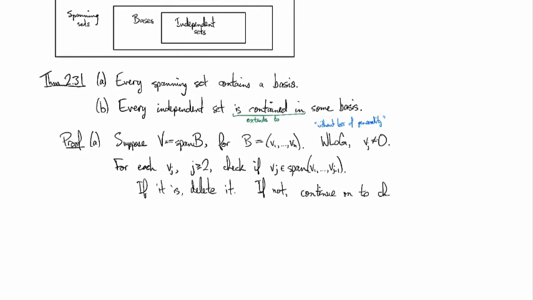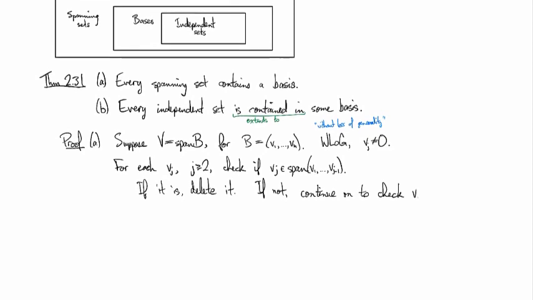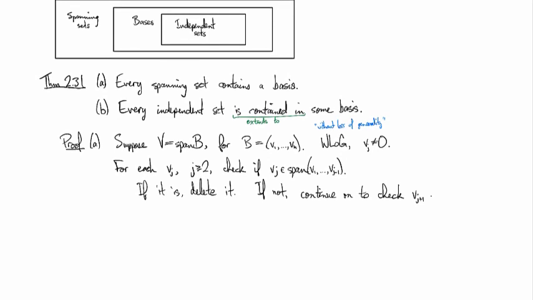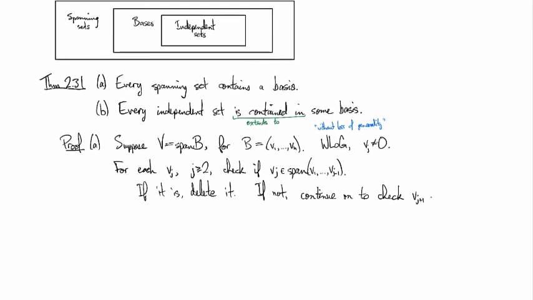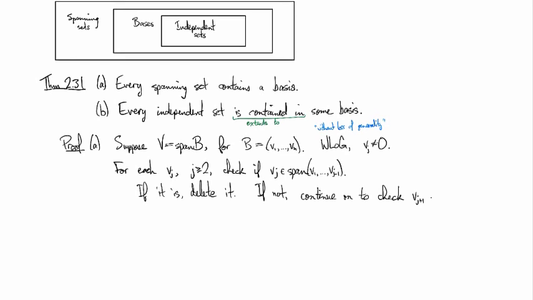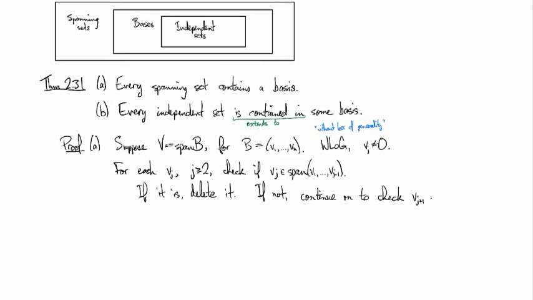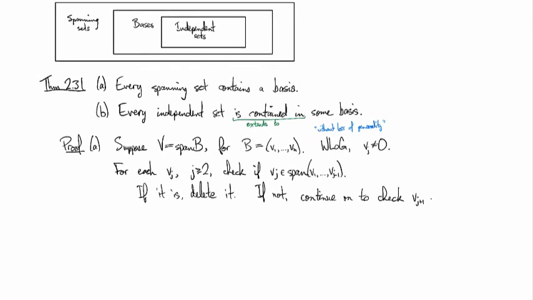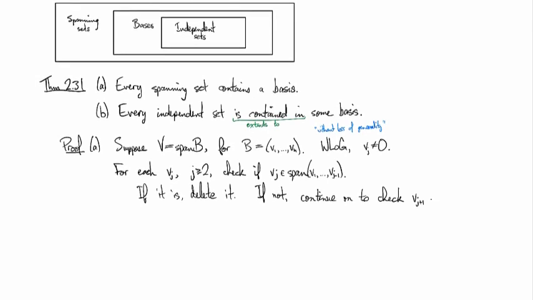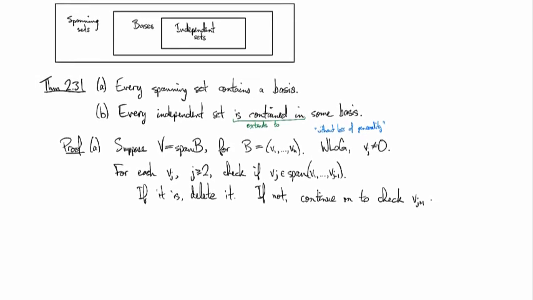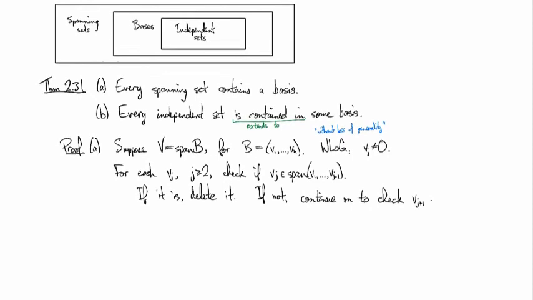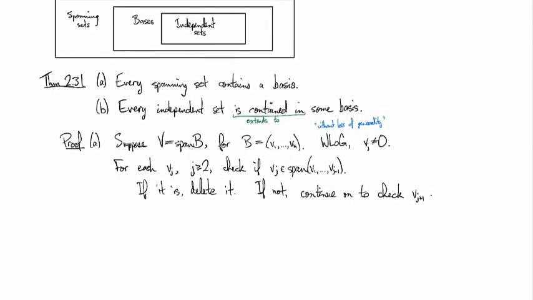Continue on to check the next item in the list. Okay, and so now whenever you have a proof that operates like an algorithm like this, as an iterative process, you need to make sure that your process ends, and that when it ends, you have what you want.